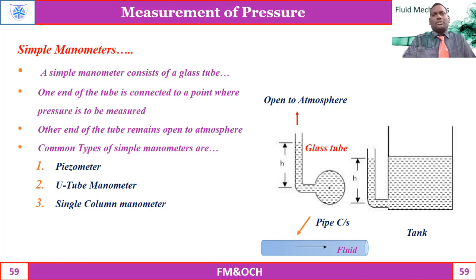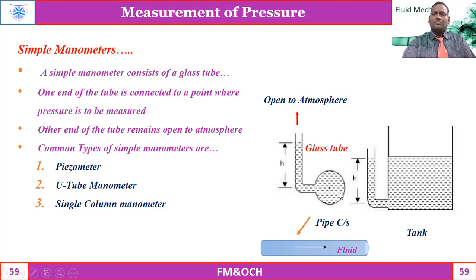Now we are going to discuss one of the important aspects of measurements of pressure. There are some devices which are used to measure the pressure. One of the simplest devices is the manometer. Manometers are commonly classified into three categories: piezometer, U-tube manometer, and single column manometer.